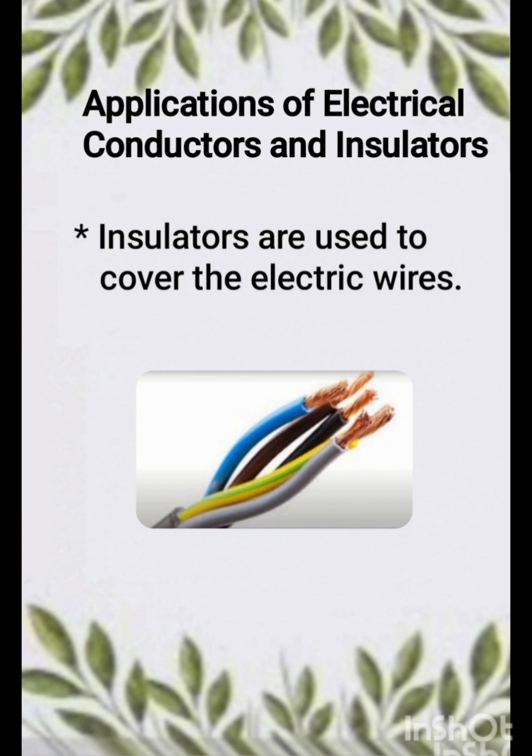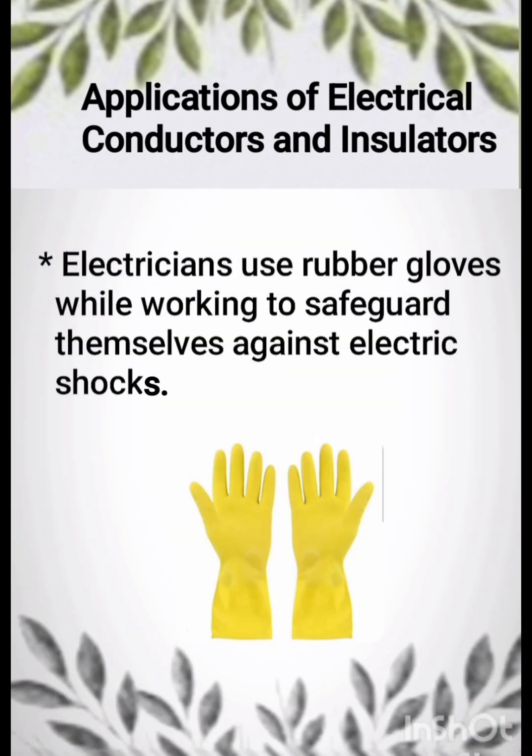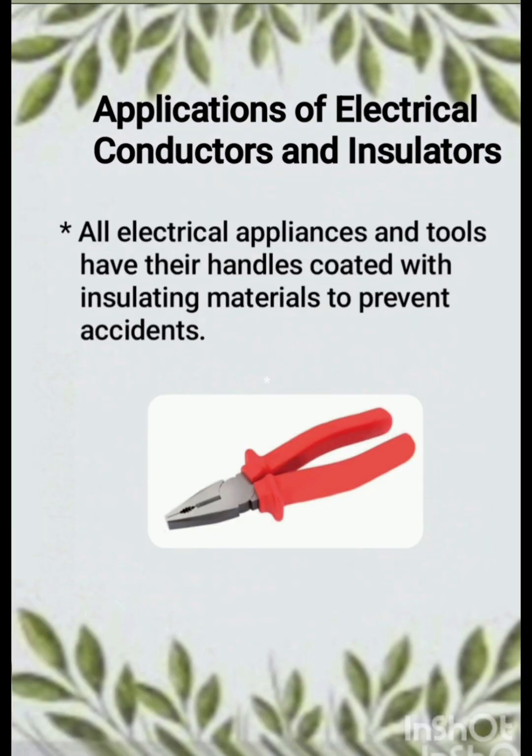Insulators like rubber and plastics are used to cover the electric wires so that they do not give electric shock to the user. Electricians use rubber gloves. Rubber is an insulator. So electricians use rubber gloves while working to safeguard themselves against electric shocks. All electrical appliances and tools have their handles coated with insulating material like rubber or plastic to prevent accidents.